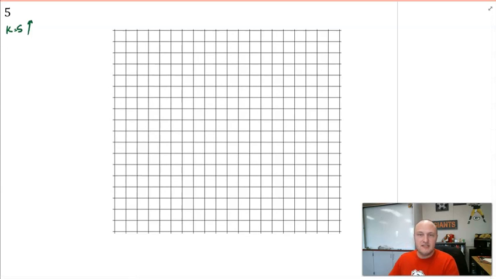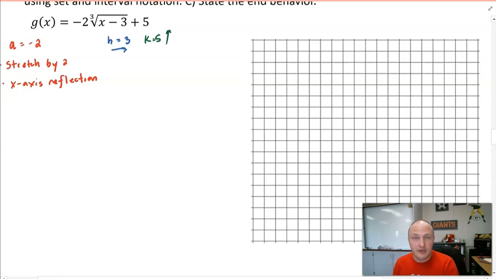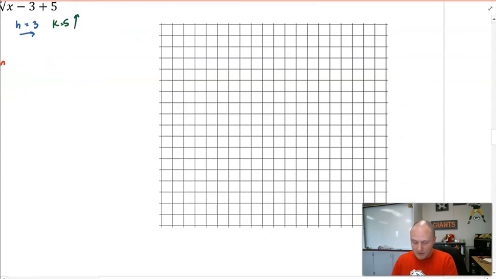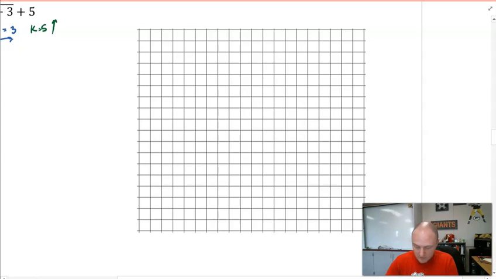So what I need first is an x and a y-axis, so I have to go ahead and plot that down. And since this function is so wide, I want to move my window, what I'm looking through, where I plot my points. Now I do have a translation to the right 3 and up 5, so I'm going to move my axis over a little bit.